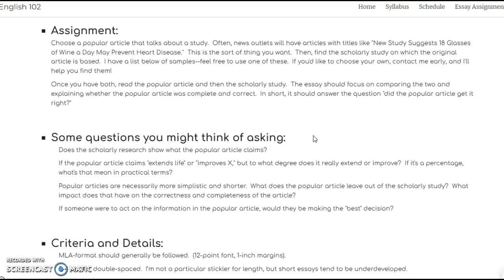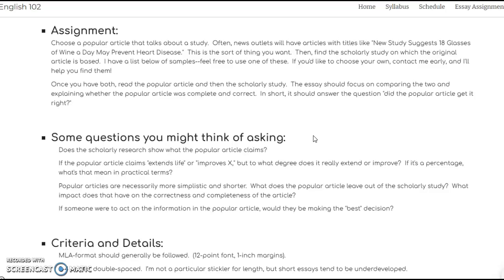Once you've got both in front of you, I want you to read the popular article and read the scholarly study. Your essay should focus on comparing the two and explaining whether the popular article was, as I like to call it, complete and correct. In short, it should answer the question, did the popular article get it right? In other words, if you only read the popular article, because most of us day to day don't read scholarly articles, if you only read the news, as it were, would you have gotten it right? Would you have made the right choice?